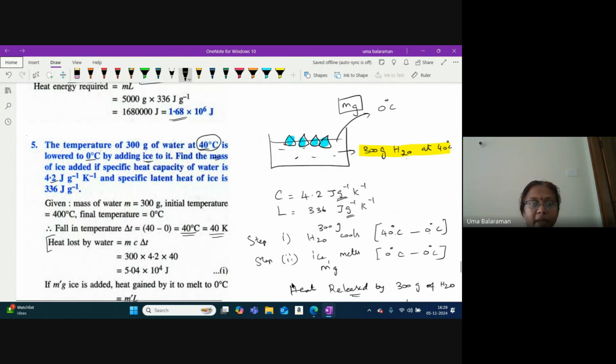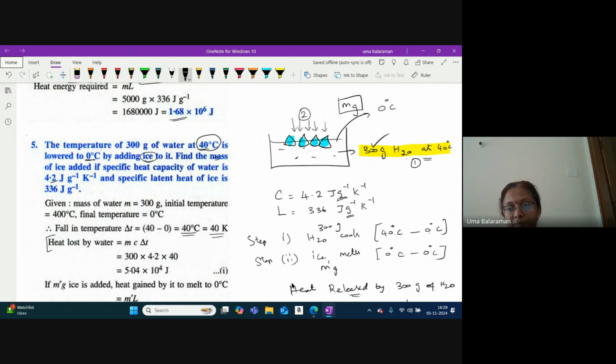Look at this question. Temperature of 300 gram of water. You have taken 300 gram of water, which is 40 degrees Celsius. Now some ice cubes are added, and now the final temperature is 0 degrees Celsius. So they added m grams of ice cube. Now that ice cubes got melted, and the water is also 0 degrees Celsius. So two things are happening. One is 300 gram of water is getting cooled, and number two, the ice is getting melted.